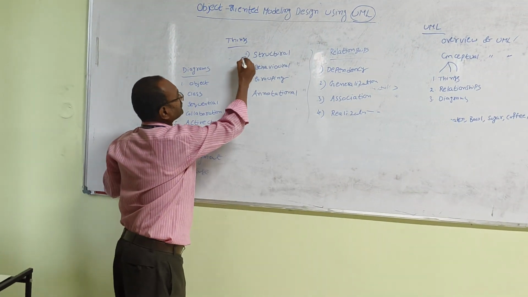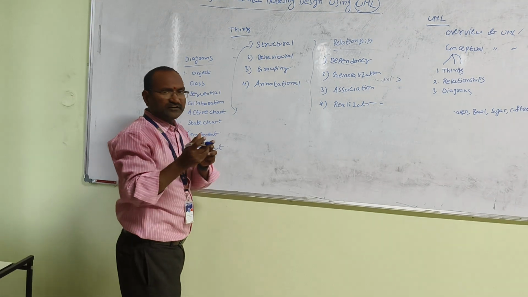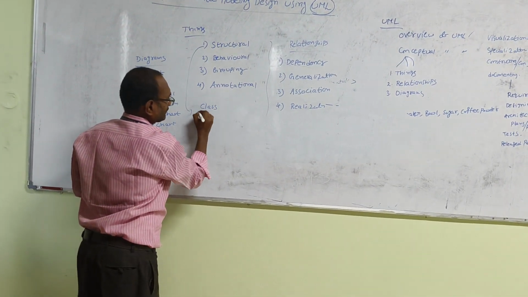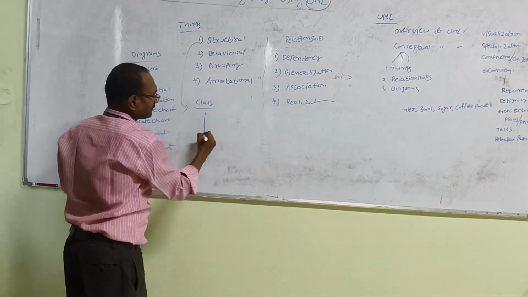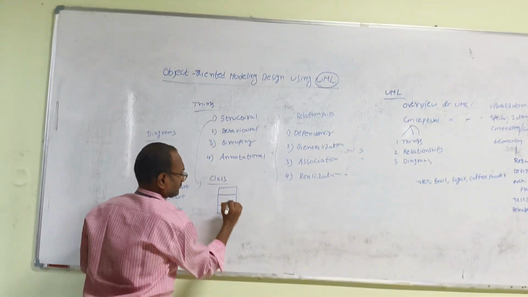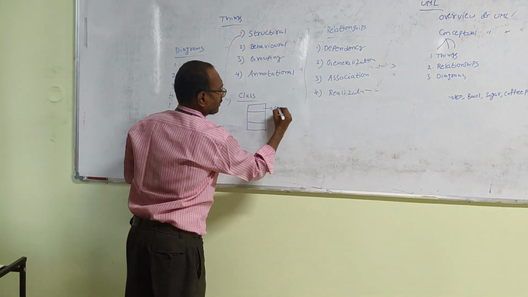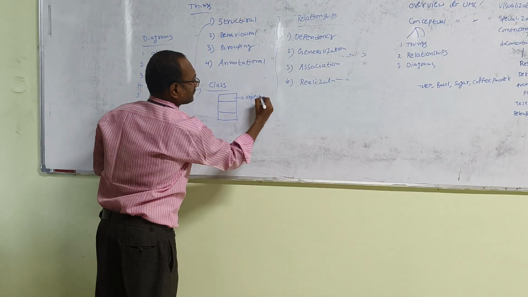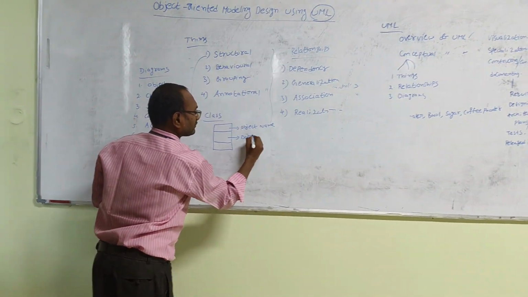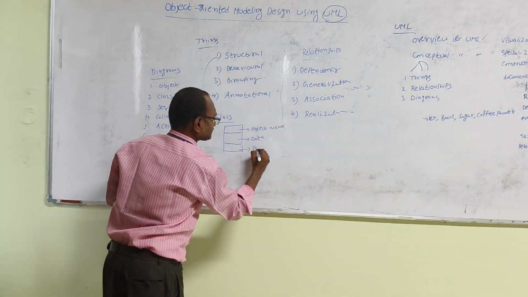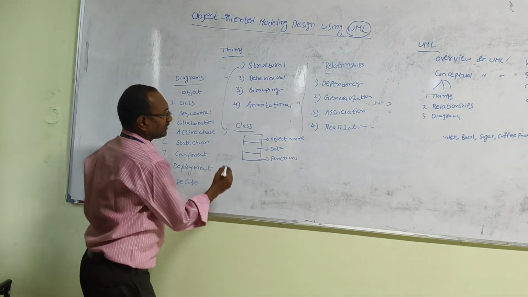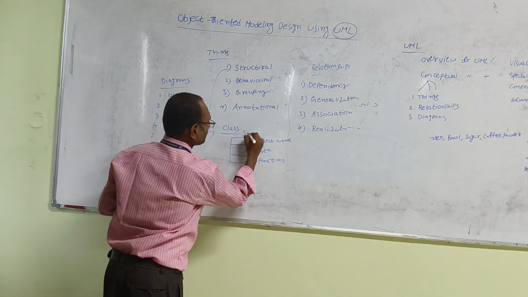Structural things are mainly defined as different types of symbols and different types of diagrams. Suppose class. Class is simply defined with this type of diagram. This is the object name. This one is the data. This one is the functions. Suppose we take the student class as an example.